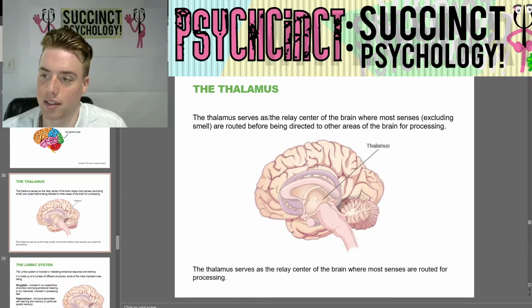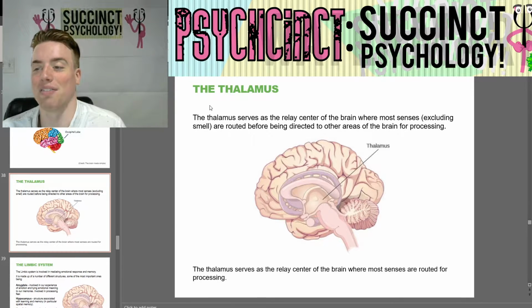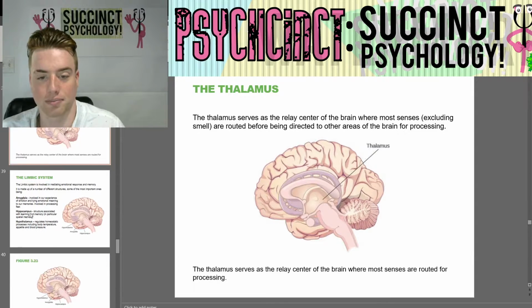Starting next, we have the thalamus. The thalamus serves as the relay center of the brain where most senses, excluding smell, are routed before being directed to other areas of the brain for processing.